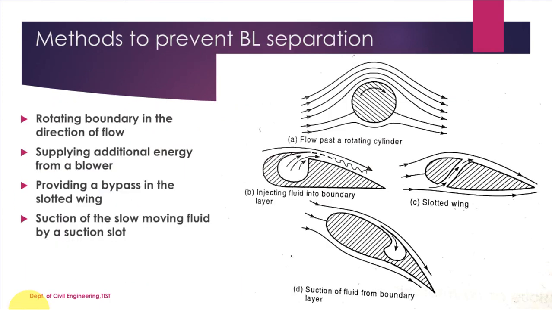Now, as I told you, this boundary layer separation is not a positive thing. Loss of energy can occur due to boundary layer separation. So we need to prevent boundary layer separation. We'll discuss the different methods to prevent it. First one is rotating the boundary in the direction of flow. In this figure, you can see a solid body and this is the direction of flow. In order to avoid boundary layer separation, we are rotating the solid body itself in the direction of flow. You can see the arrow. The body is rotated in the direction of motion. This will eliminate the boundary layer separation.